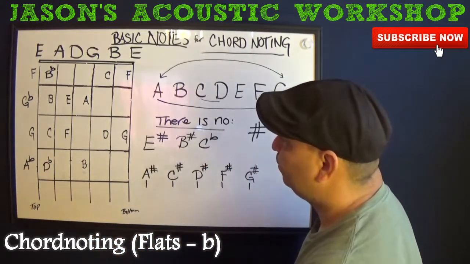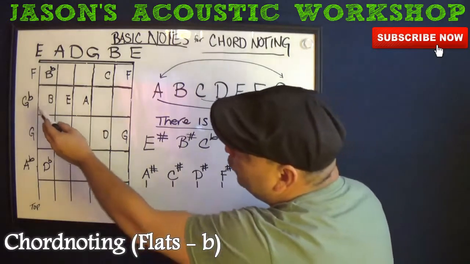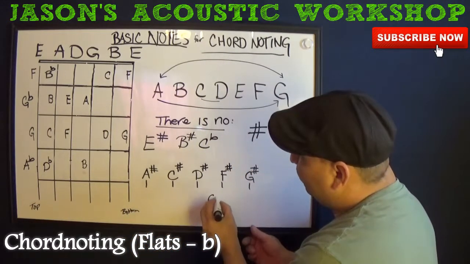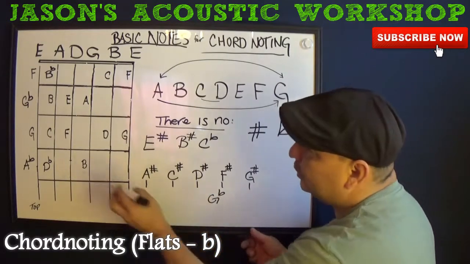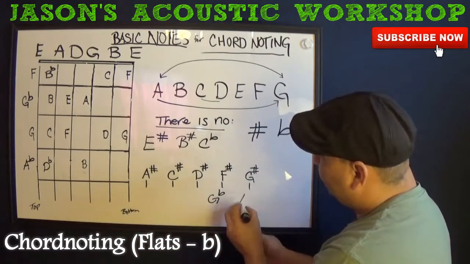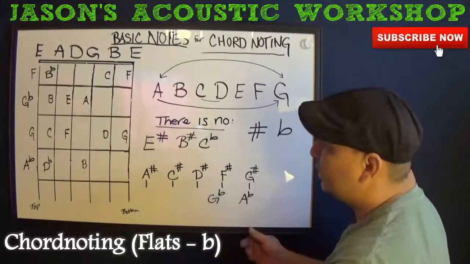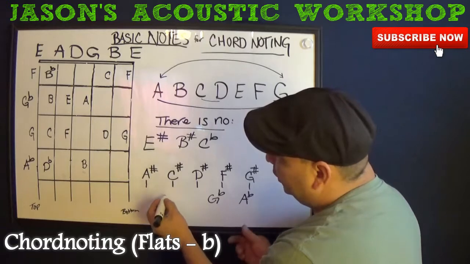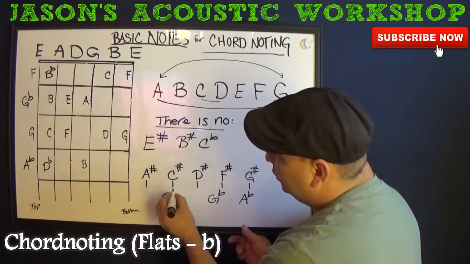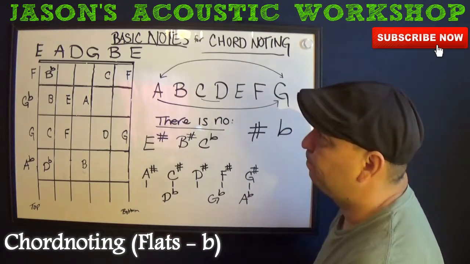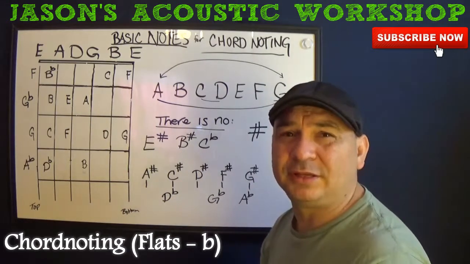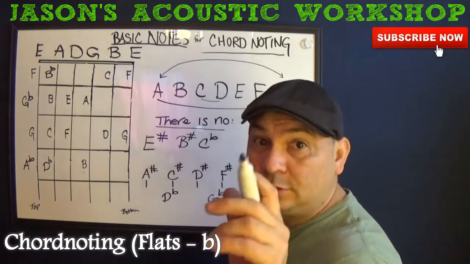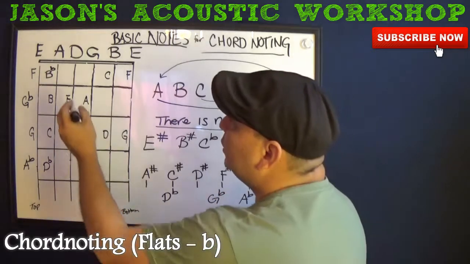Now, F sharp, we'll put it down here for comparison, is G flat. G sharp is the same as A flat. Now, with C sharp, it's going to be D flat. I hope I'm not confusing anybody. It takes a little bit, especially when you're trying to learn these. But it's okay, you'll get it. You'll get it. I know you're smart people. You'll get it.